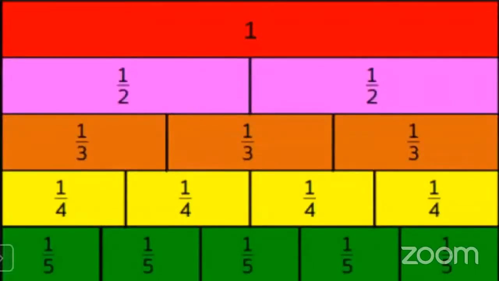Another example we have. If you observe the strips given here in red and some other colors, both are the same length. The same strip here is divided into 2 parts. Here it is divided into 3 parts. In the fourth, it is divided into 4 parts. In the fifth, it is divided into 5 parts.